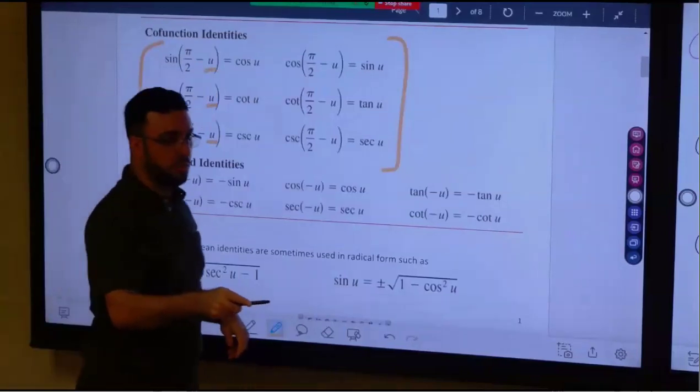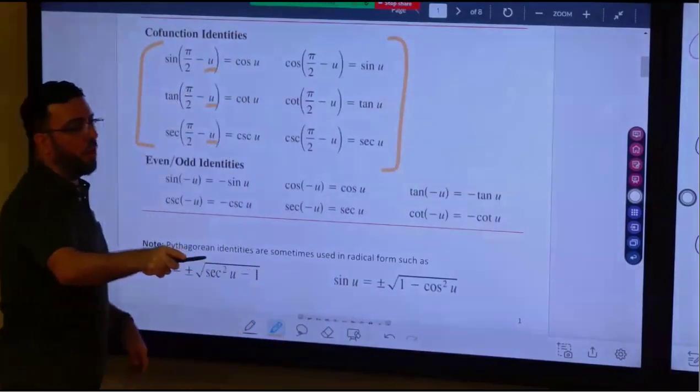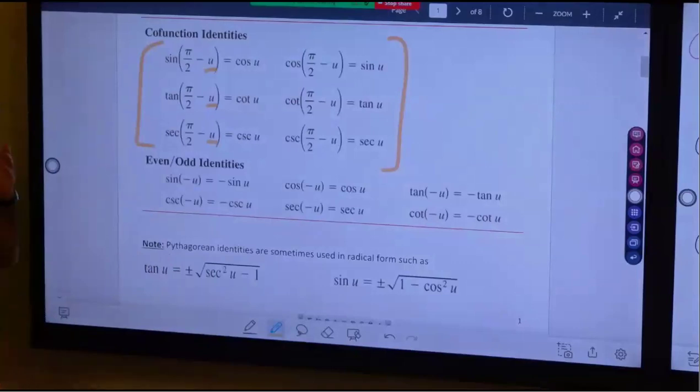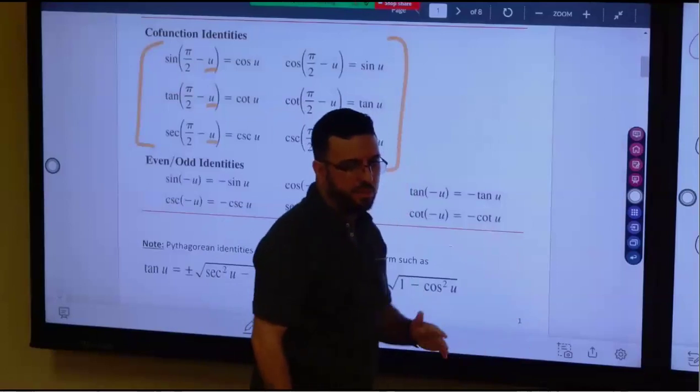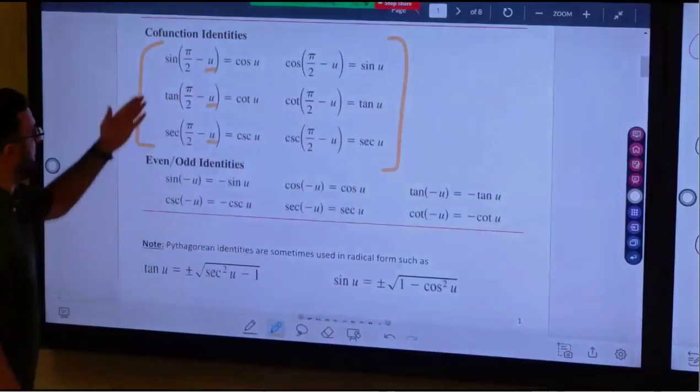Is it always gonna be in radian mode or is it gonna be in degree mode sometimes? Always remain. Always. And they're gonna tell you 90 minus u. I've never seen this one, but I don't know.